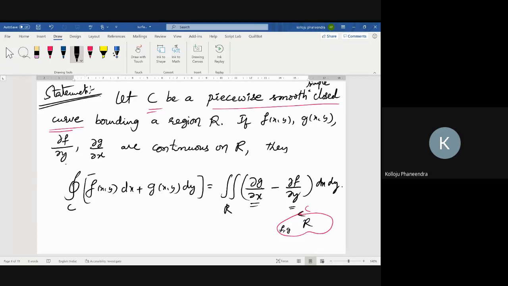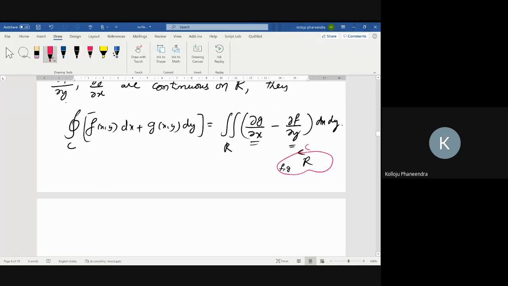Then, for you to remember, I'm giving one logic. How to remember? Hint: circulation over C, f dx plus g dy, equals the double integral over R. First f is there, next g is there. Write the g derivative. g is the quotient of dy, so take the g derivative with respect to x: dou g by dou x, minus dou f by dou y, the f derivative with respect to y. f is the quotient of dx. Then dx dy. This is the idea to remember the Green's theorem statement.